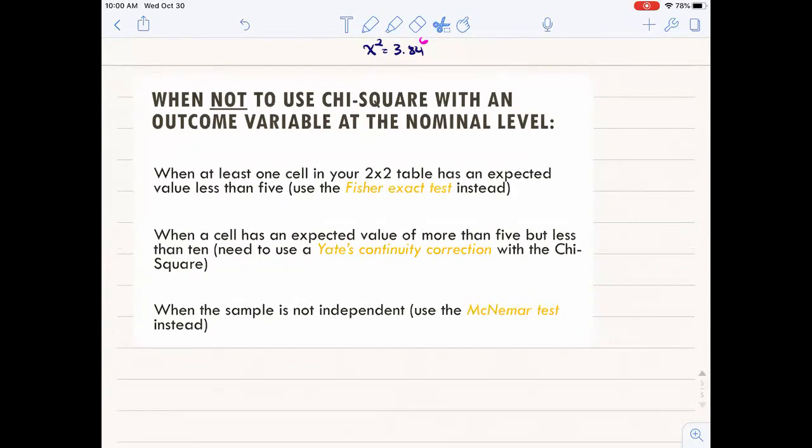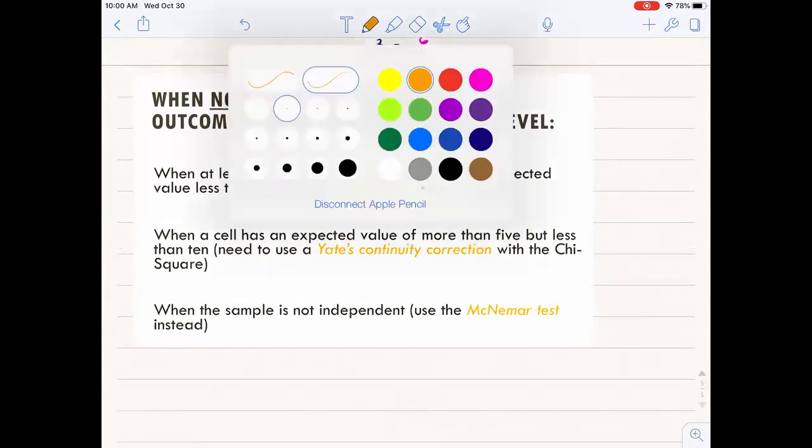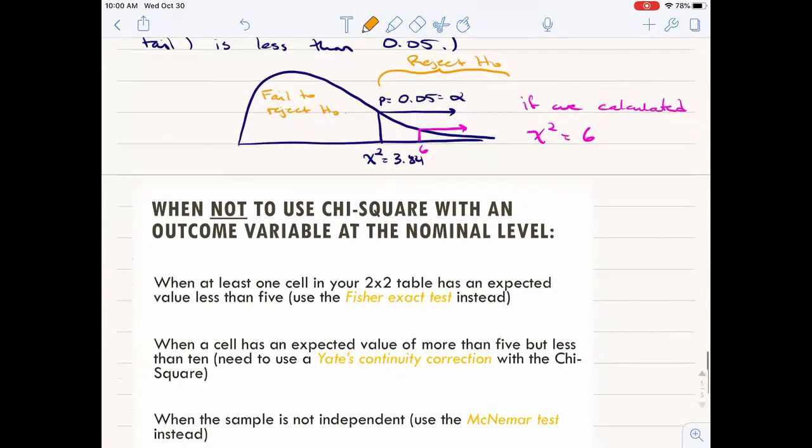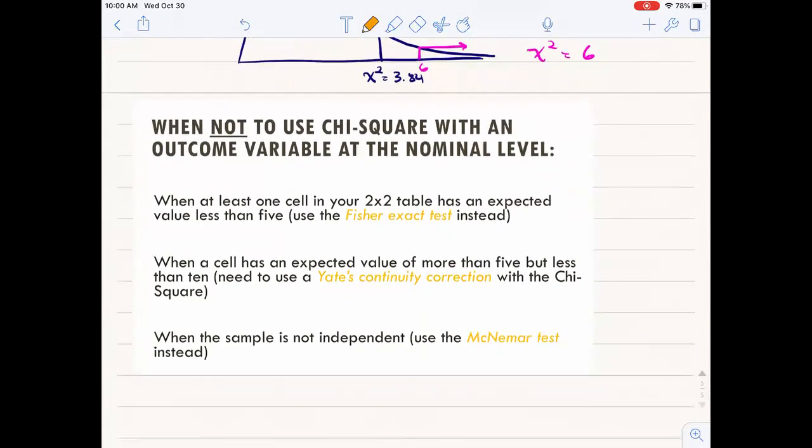Yellow was a bad choice. Could you even see it? You can sort of see what it says, but anyways.